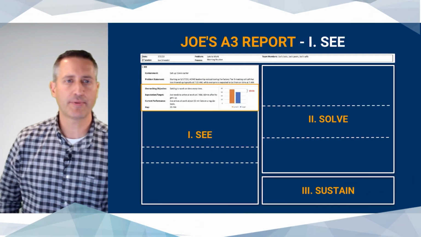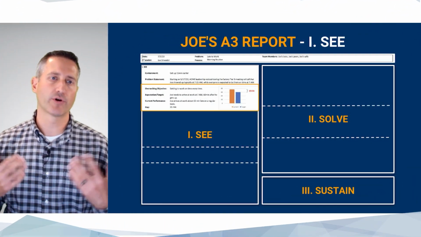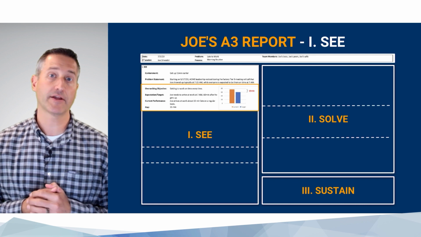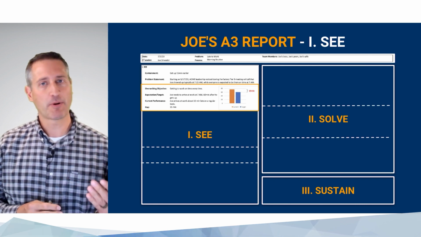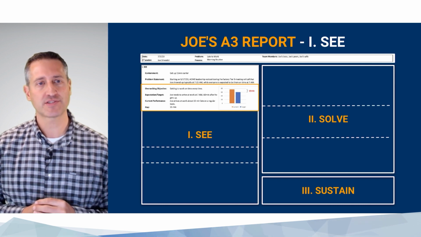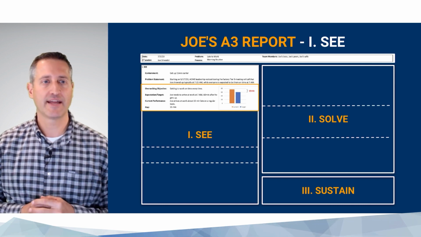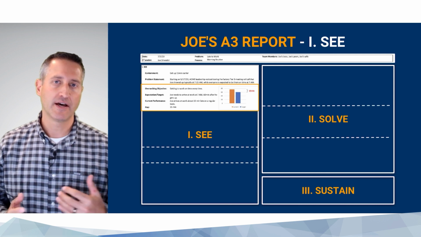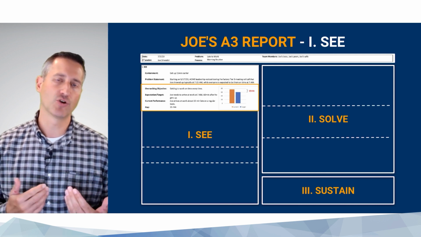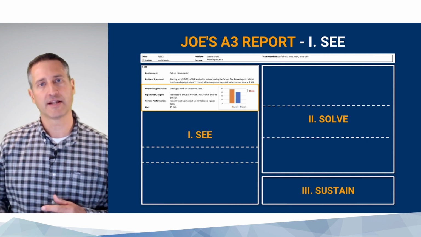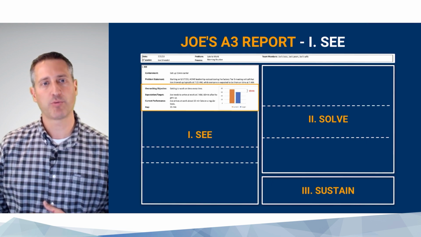Just a quick recap here. Joe is working through figuring out how to get to work on time, and we're using the A3 report. Joe's come up with a containment to address being 15 minutes late, and he's got a problem statement. He knows his gap is 15 minutes, and his goal is to reduce that, and he's put all of that into the A3 problem-solving report.